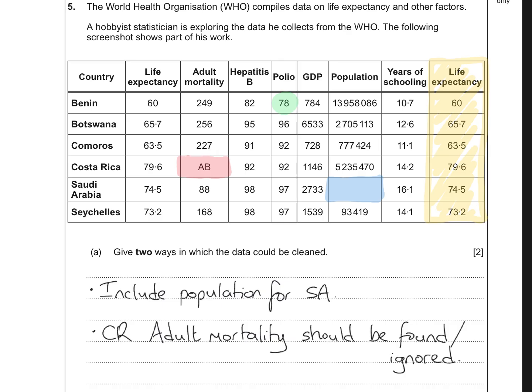Okay, it doesn't really matter which. I mean, if we ignore it, then we can't really draw any conclusions about adult mortality for these 6 countries because we've got a bit of missing data. Finding it, adding it in would be the ideal situation.